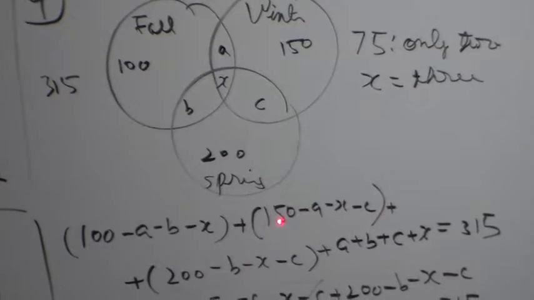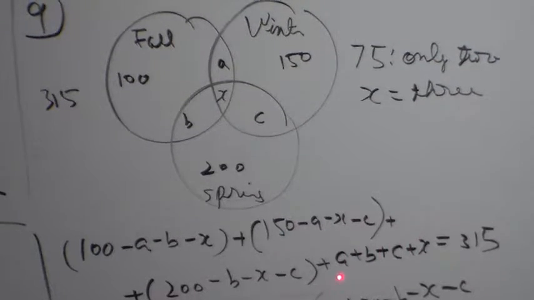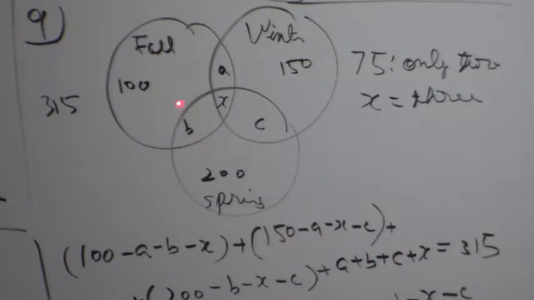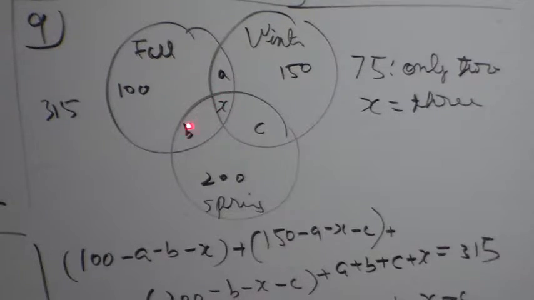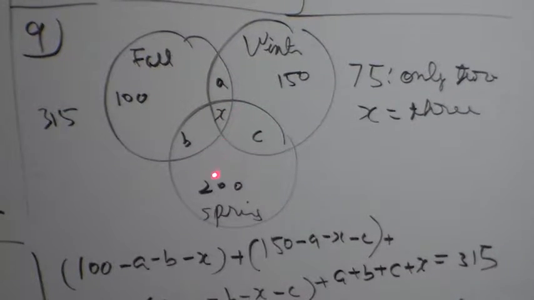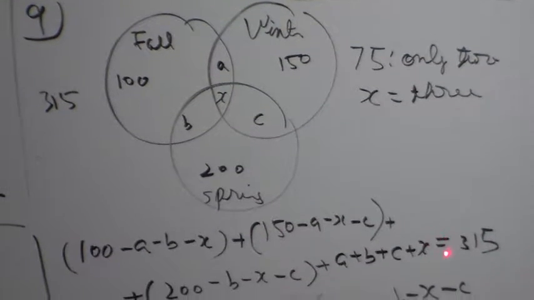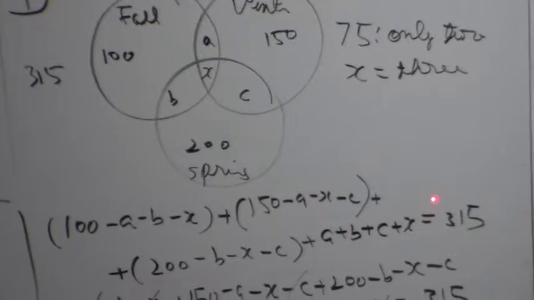Then how about this one? A plus b plus x. We calculated only fall, only winter, only spring, so we have to add this part too. A plus b plus c plus x, you have to add in this part right there. All together it will be the total students, 315, right? That's why we are adding this, to make an equation of 315.